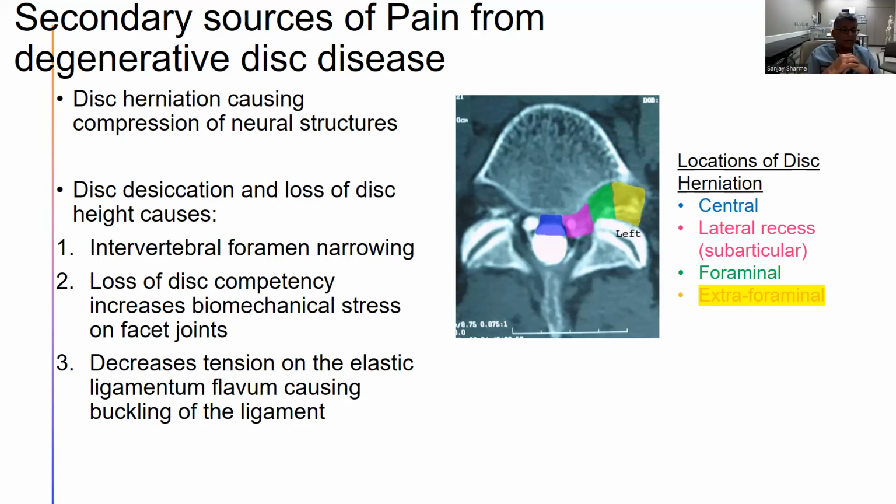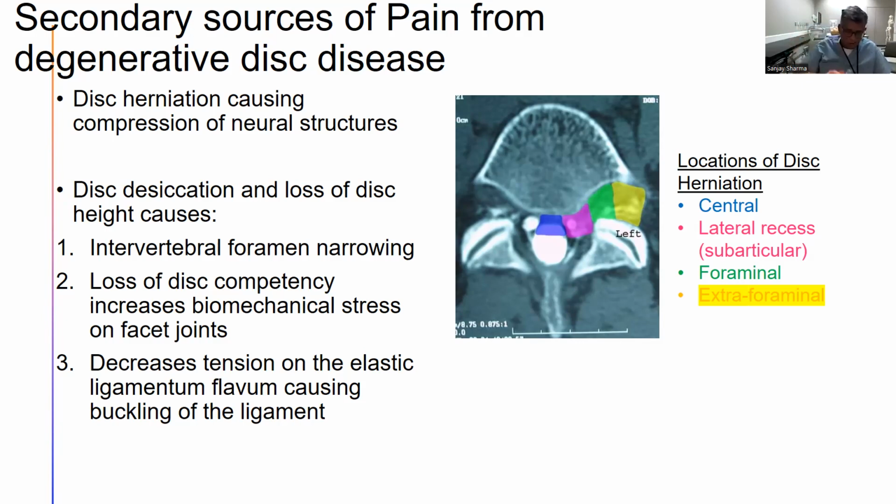And then also, the disc bears most of the weight. Once the disc starts to degenerate, most of the weight shifts over to the facet joints, which are present posteriorly, and then the facet joints start having arthritis, and they start getting dysfunctional. So then that can lead to facetogenic pain.